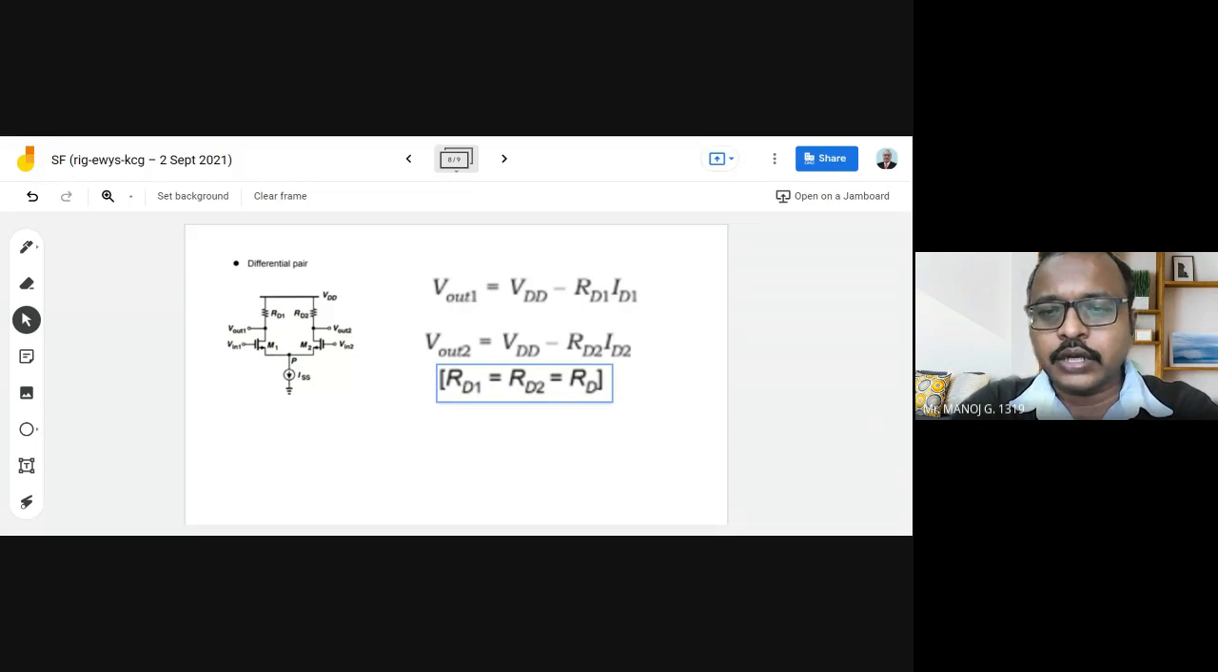Now take down this. Assume the circuit is symmetric. M1 and M2 are in saturation and lambda is equal to 0.